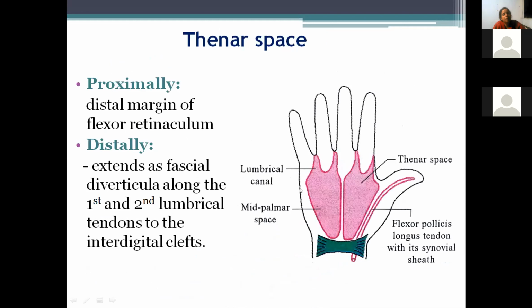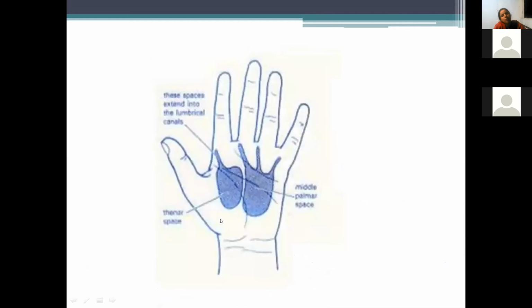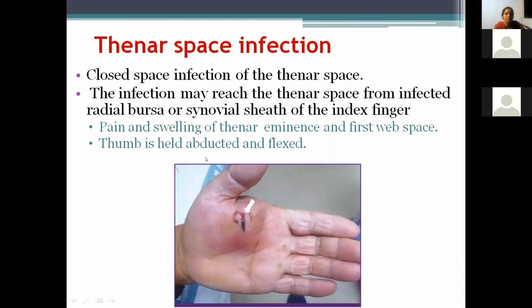Okay. Now coming to the proximal, same thing. This is our thenar space. Proximally, we have the flexor retinaculum. Distally, these are the diverticulae 1 and 2, along the first and second lumbrical tendons. Okay, beta. So these are the boundaries of the mid-palmar and thenar spaces.